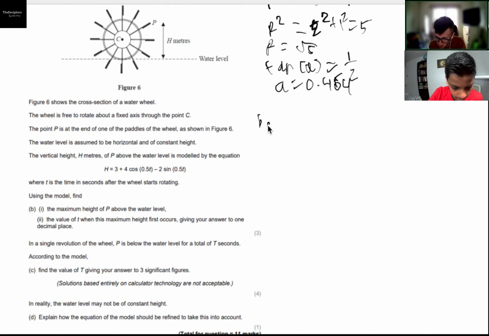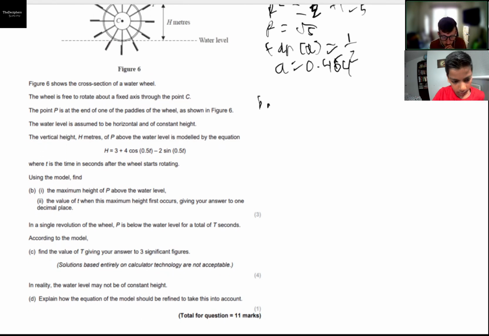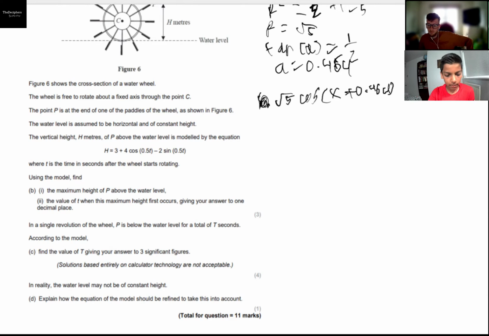Okay, so remember to actually write down the answer to the question, rather than just finding r and alpha. So for part A it was root 5 cos of x plus 0.464, radians. So then that. Good stuff.